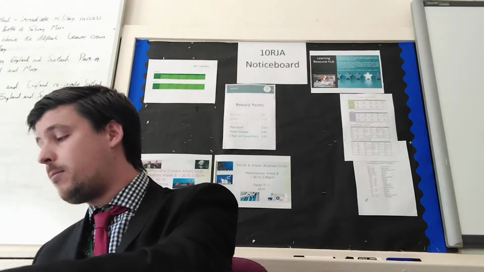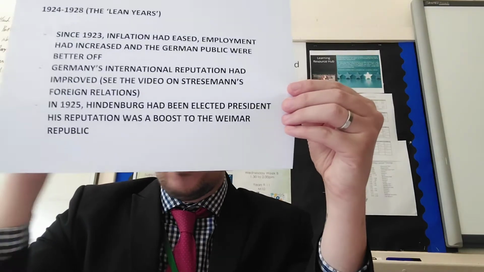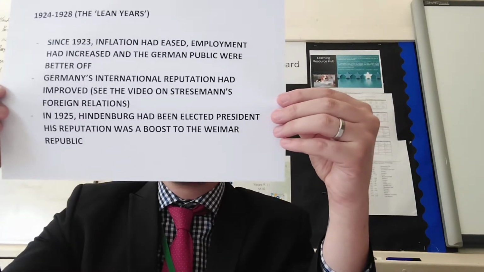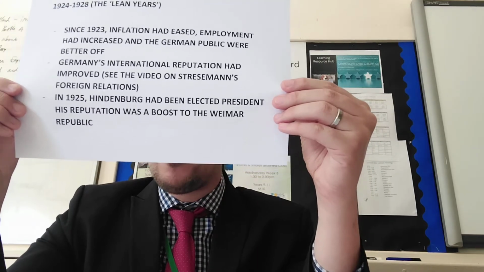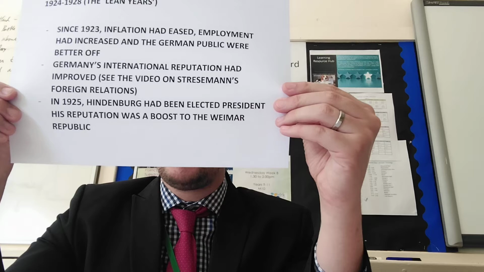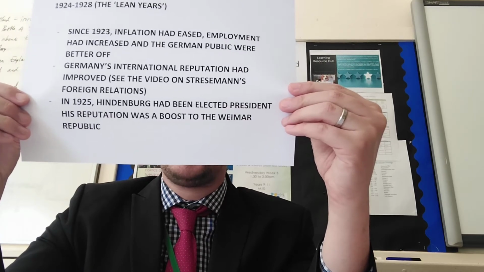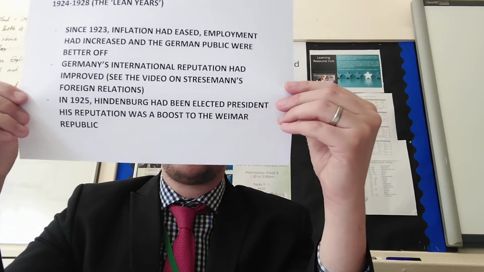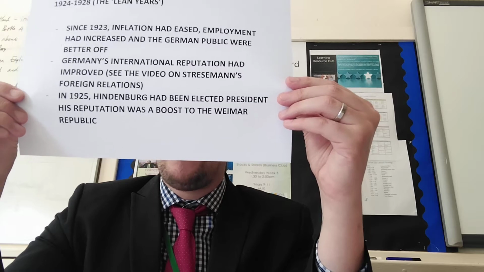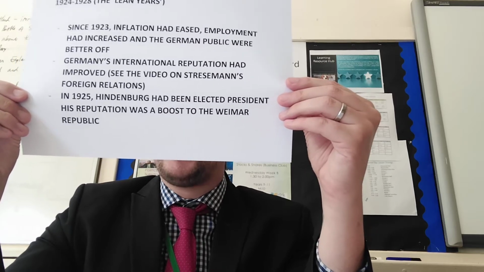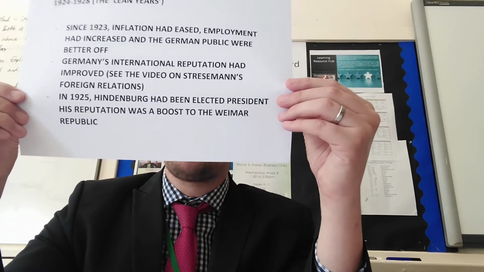Because, and I'll tell you why, even though you know this already, the years 1924 to 28 are sometimes referred to as the lean years of the Nazi party, the years where they struggle. And they struggle for several reasons. Well, since 1923, inflation had eased. Obviously, we've looked at the work of Gustav Stresemann. There's videos on Stresemann already. So the hyperinflation issue had gone away. Employment had increased, so more people had jobs. And the German public generally were better off. Of course, there were still people struggling, but generally the German public was much better off.